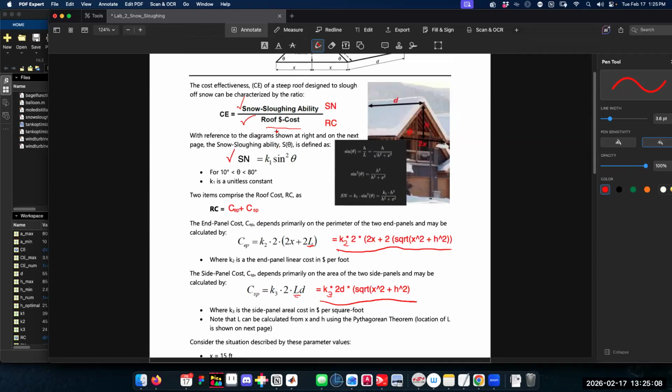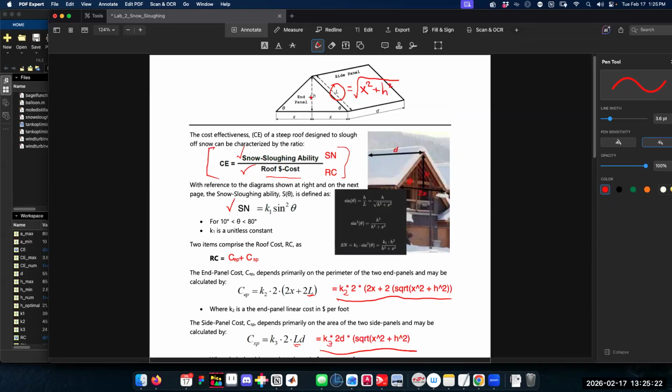So algebraically, we got this down. We understand the overall equation. What we're trying to do is optimize it. From the diagram, if your h changes, like the height of the roof changes, the angle also changes. They're telling you to figure out what happens if your angle goes from 10 degrees to 80 degrees. If this roof gets super steep, what happens? The cost effectiveness changes, and also the cost and the snow sloughing ability. Everything changes when you change this h.